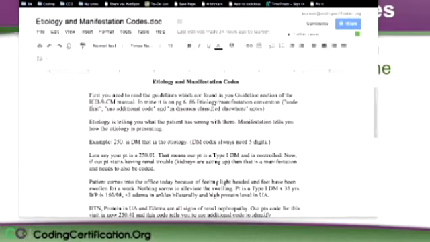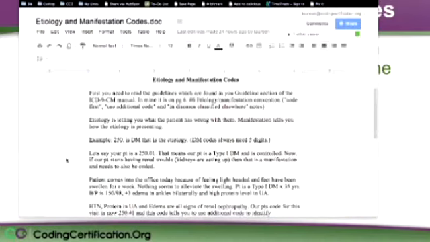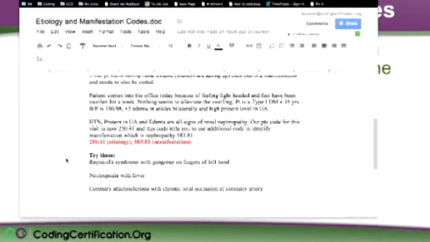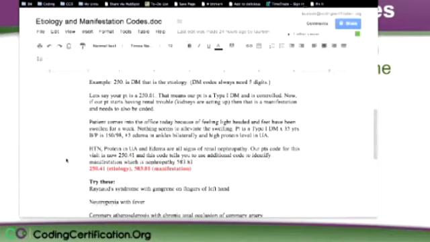So if this patient starts having some problems, say their kidneys start acting up, which is common with diabetes, the patient comes into the office today because they're feeling lightheaded and their feet have been swollen for a week. Nothing seems to alleviate that swelling. The patient's a type 1 diabetic for 35 years. Their blood pressure is 150/98. They've got +3 edema in the ankles bilaterally and have high protein level in their urine.